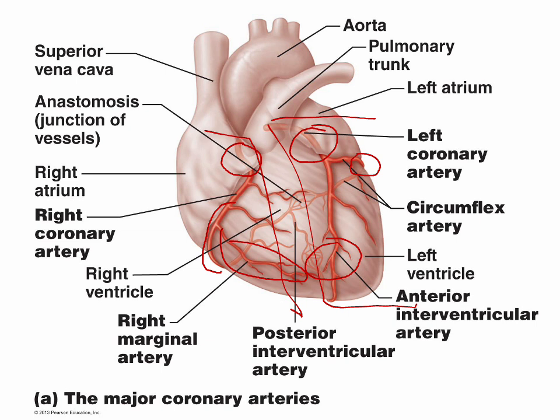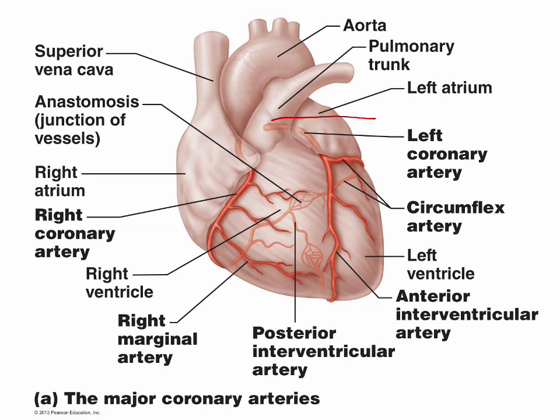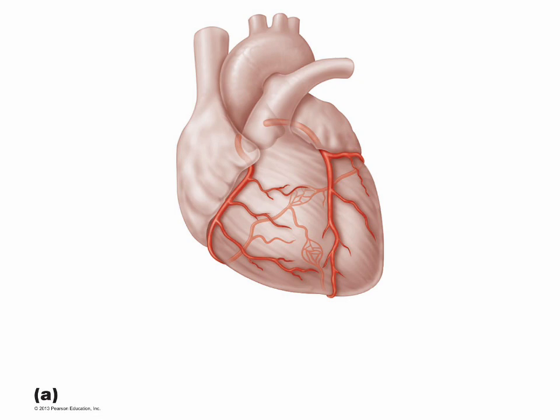Let me just erase this a little bit. There we go. I'm going to use another color. So basically it's going to do this and go to the back and then like this, okay? And that's going to be the posterior interventricular artery, okay? Now your turn.